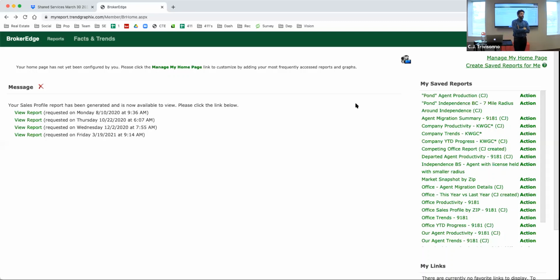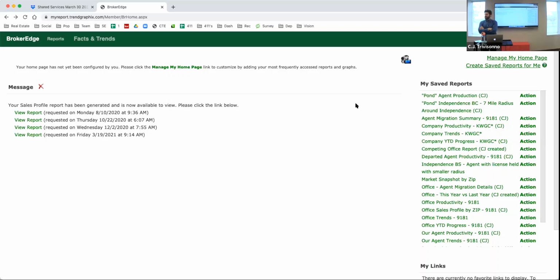There's so much information in here. I probably only know how to use like 5% of what it actually does. I'd be really curious to take an in-depth TrendGraphix class, because there's so much information in here that it's kind of mind-boggling, actually. And I'll show you guys how to filter through a few things.